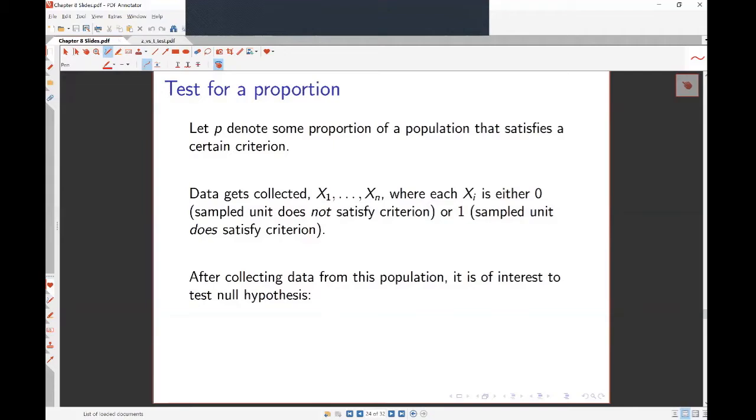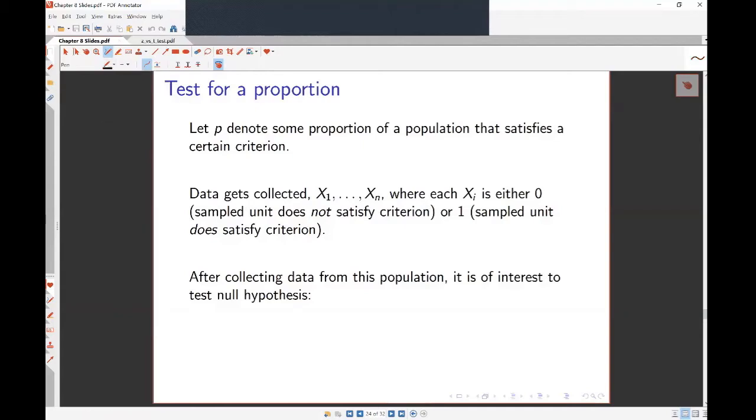The way data collection works is you collect observations or random variables x1 through xn, where each x value is either going to be a 0 or a 1. A 0 indicates that the sampled unit does not satisfy the criterion of interest, and a 1 is used to indicate that it does satisfy the criterion of interest. At this point, we now have the data we need to test a hypothesis about the quantity of interest.